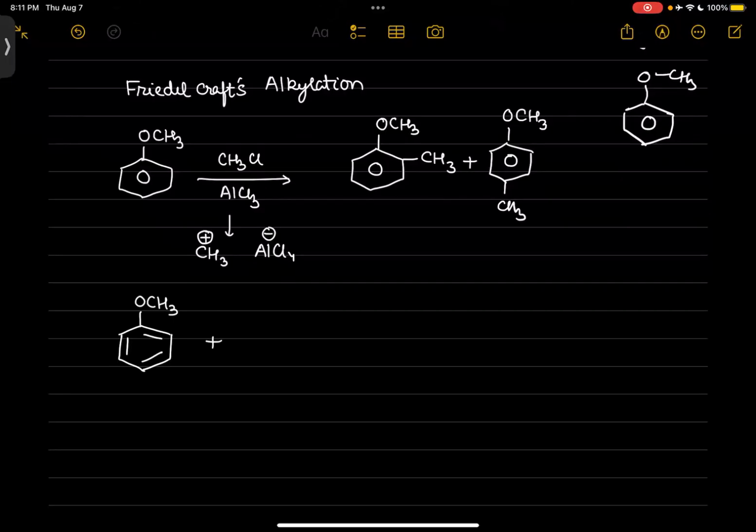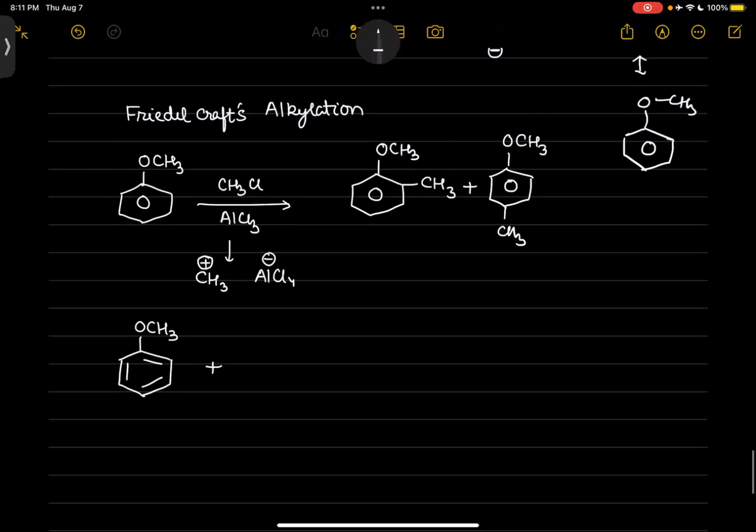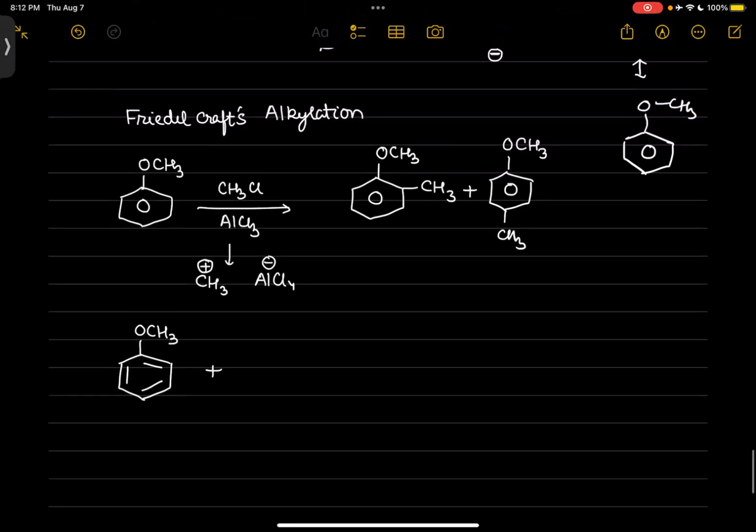That becomes Friedel-Crafts acylation. Everything remains the same, but instead of an alkyl group, we have the acyl group. So what is an acyl group? First we need to figure that out. It looks like a very similar reaction with a similar reagent, and the name is slightly different. Instead of alkylation, you have acylation, Friedel-Crafts acylation.